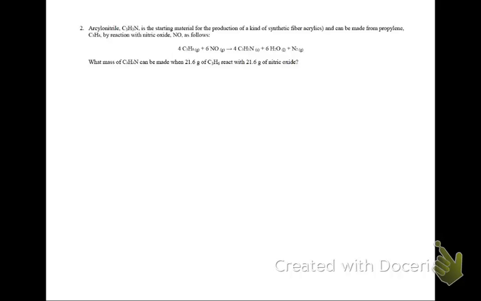So what mass of acrylonitrile can be made from 21.6 grams of C3H6, the propylene, and 21.6 grams of nitric oxide? So those are our two givens. And the product that we're going to be converting both of those into, and so remember we go from grams to moles just to begin with, and the product of the moles that we're going to be going to is going to be the C3H3N, which is the acrylonitrile. Alright, so step number one then is to do the stoichiometry for our two givens.